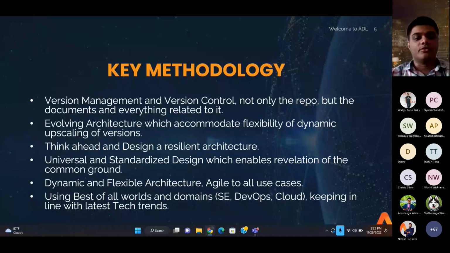Therefore, at the initial stages, designing won't have a big impact, but later on, once the existing system is there and new impactful applications are integrated, then there won't be a way. If it is not thought ahead, then there would not be a way to plug it in. And therefore, a universal and standardized design is of utmost importance. And also, dynamic, flexible, and agile are key.